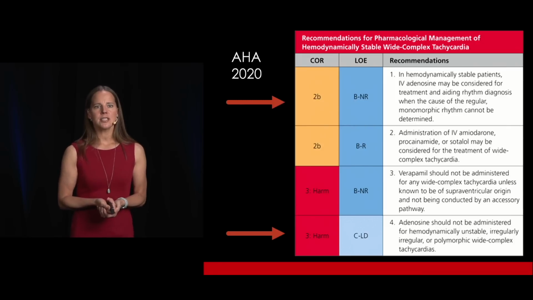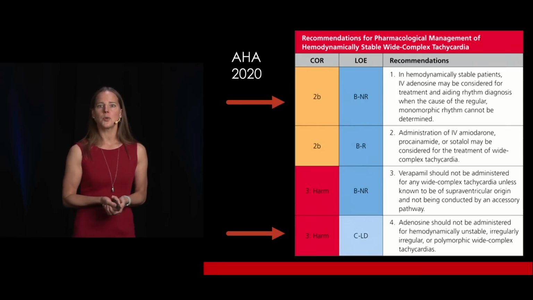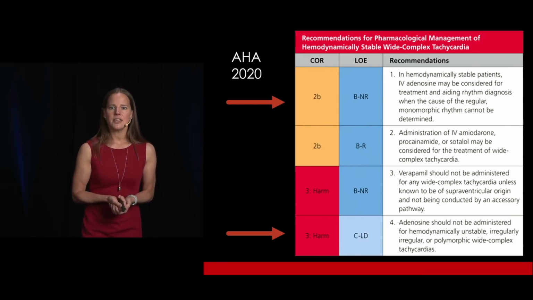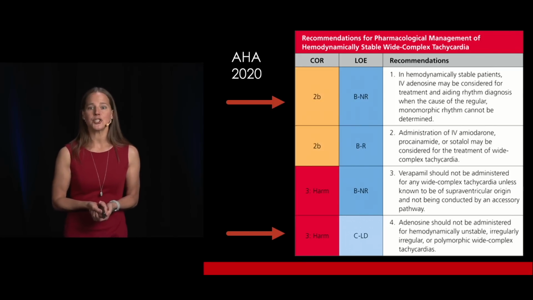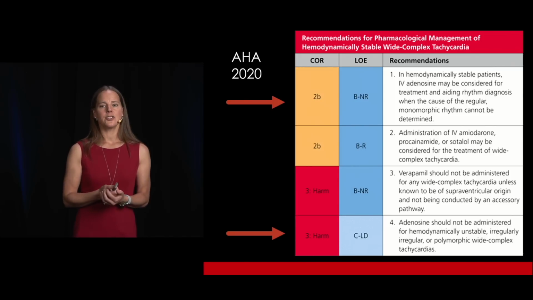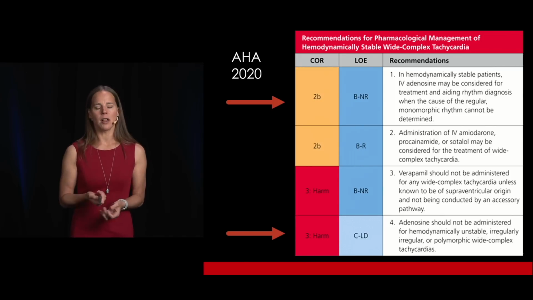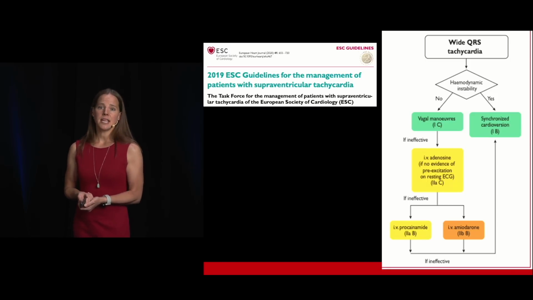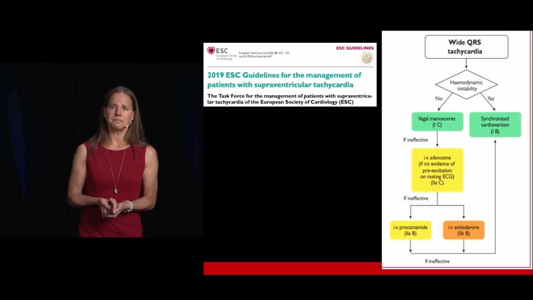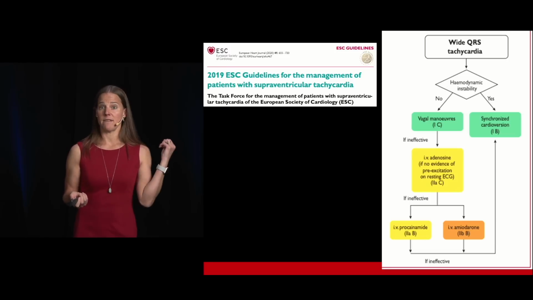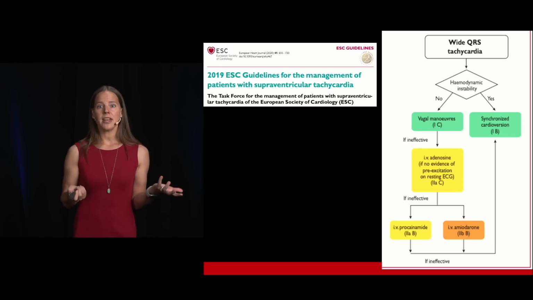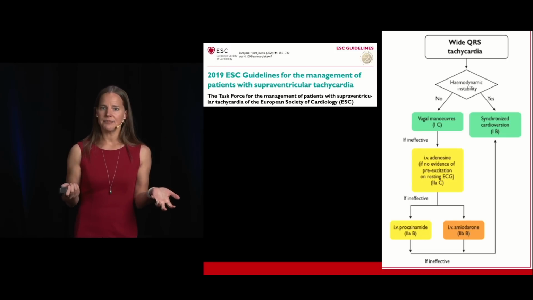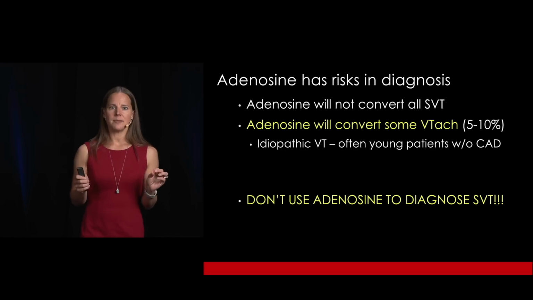Here are the recommendations from the AHA guidelines from 2020. You'll see that they say that you can use adenosine, but it should not be given to unstable, irregular, or polymorphic tachycardias. The ESC guidelines also state that you can use adenosine. You'll see here, if the patient's stable, you can try vagal maneuvers first, and then if ineffective, you can try adenosine. So here's the problem.